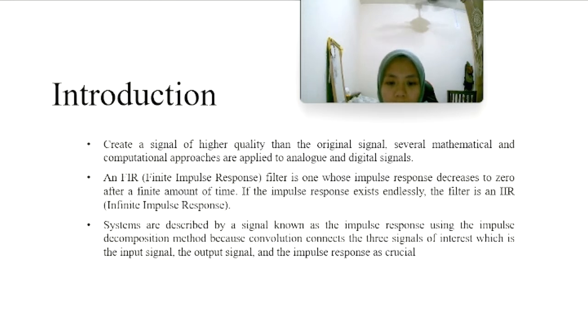The method by which the output values are calculated determines whether a digital filter impulse response falls to zero after a certain period of time. Lastly, the system is described by a signal known as an impulse response using the impulse decomposition method, because convolution connects the three signals of interest, which are the input signal, the output signal, and the impulse response, as crucial.